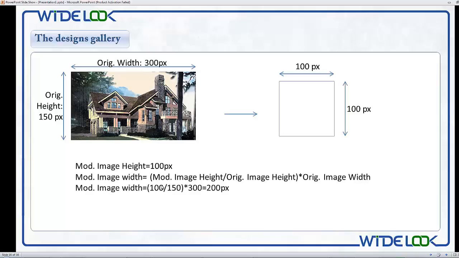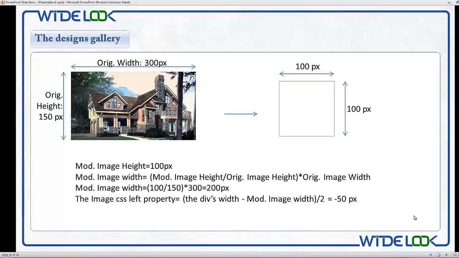So 100 pixels is the modified image height, over 150 pixels, which is the original image height, multiplied by 300, which is the original width, equals 200 pixels. Therefore, the amount of pixels the image has to move to the left side is equal to the div's width, which is 100 pixels, minus the modified image width, which is 200 pixels, over 2, equals negative 50 pixels.